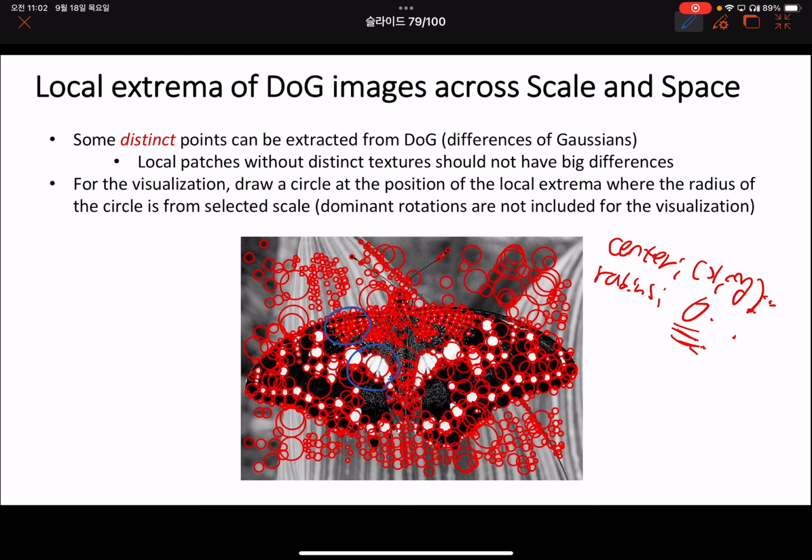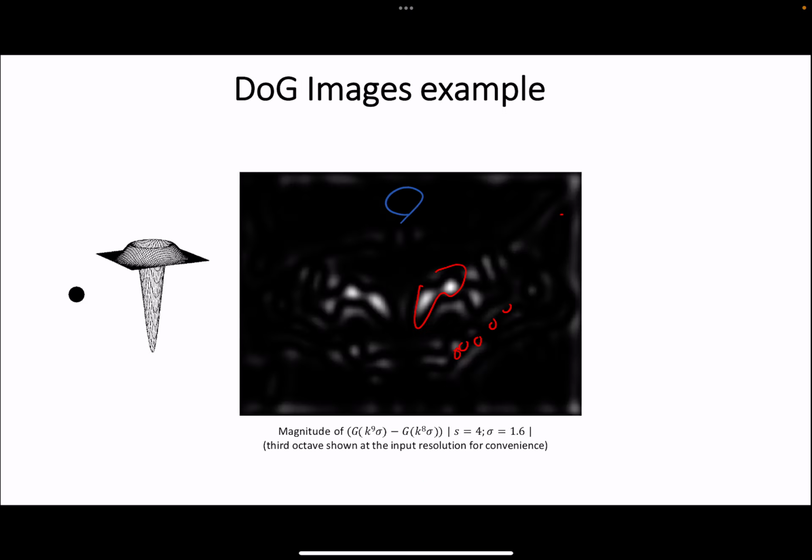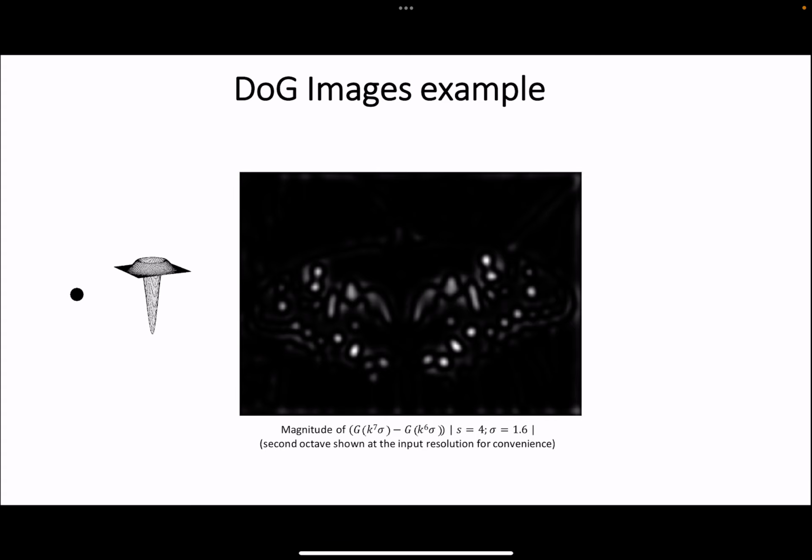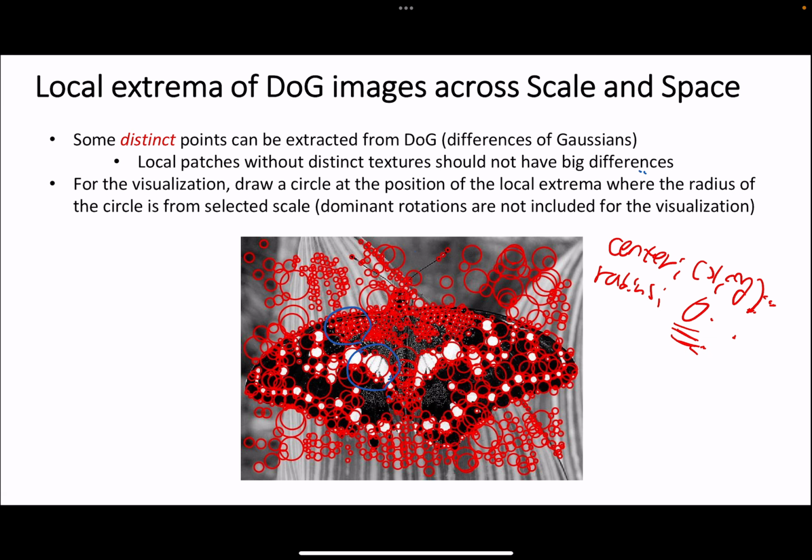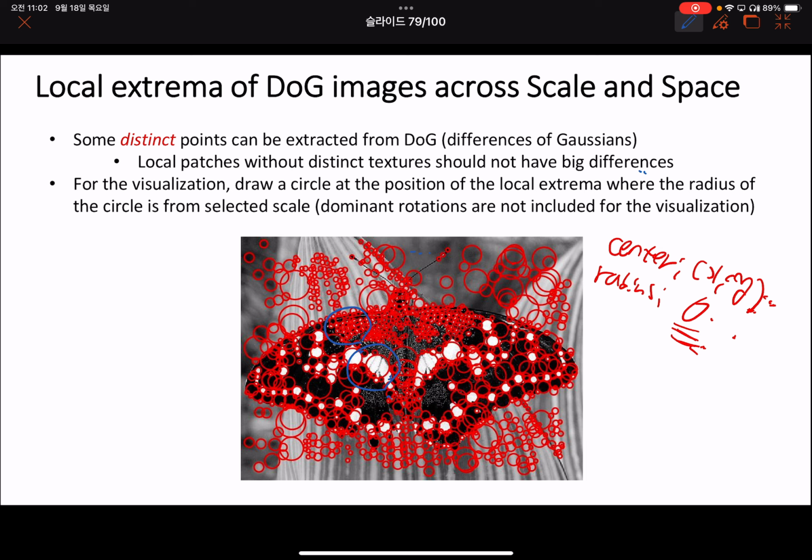So some distinct points can be extracted from difference of Gaussians. Local patches without distinctive texture should not have big difference, right? As we see here, the entire background pixels do not have any activations. Pixels with some distinctive texture and patterns have this kind of detected features. And as I said, for the visualization, we draw a circle at the position of the local extrema, where the radius of the circle is from the selected scale.